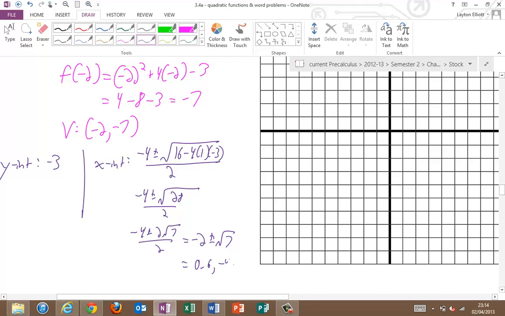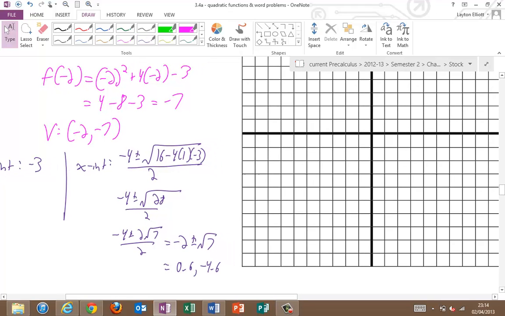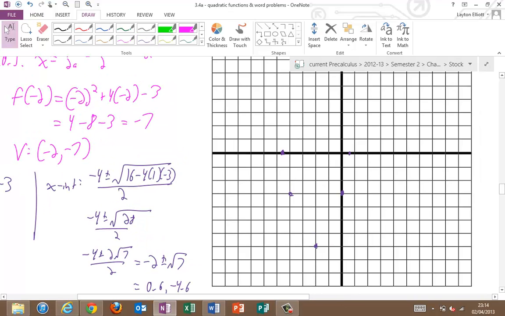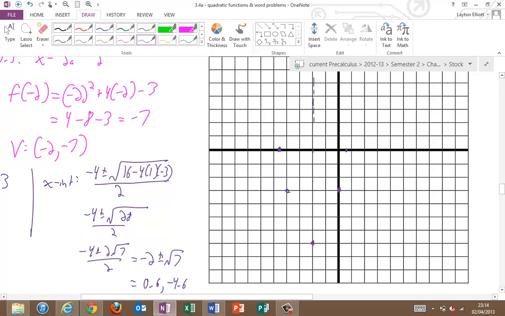0.6 and negative 4.6. So if we plot all this stuff, negative 2, negative 7, we have 0.6 and negative 4.6. And my x-intercept was negative 3, and then we have that over here too. And then we just do an axis of symmetry and plot the two sides of the parabola.